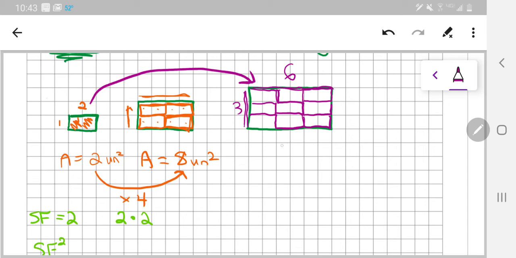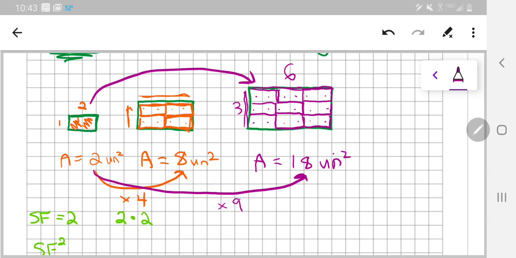So that actually gives us an area, if we end up counting all the blocks, 1, 2, 3, 4, 5, 6, 7, 8, 9, 10, 11, 12, 13, 14, 15, 16, 17, 18, that gives an area of 18 units squared, which if we look from the original area, 2 times what is 18? 2 times 9, right? It's times 9.